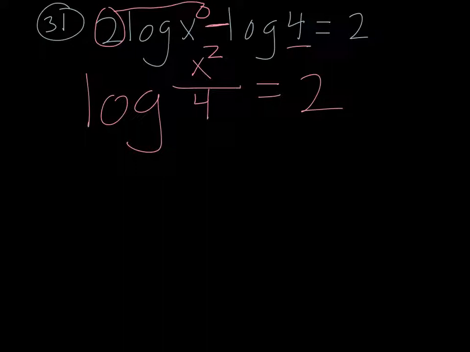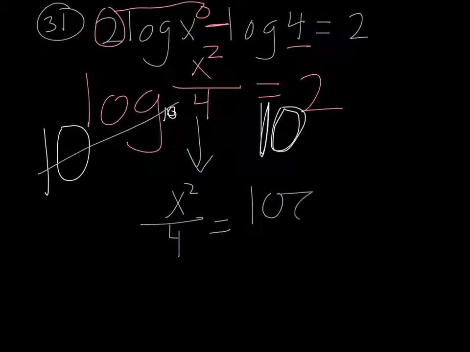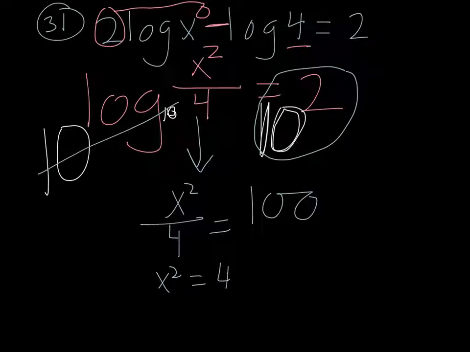And now I may solve. There's no base here. If there's no base, that means the base is always 10. Remember, the base is always 10 unless there is a base. It's a log base, so I want to do the opposite, the exponential base. Meaning these two bases will cancel each other out, leaving me with x squared over 4 is equal to 100. 10 squared is equal to 100. And you solve that. x squared is equal to 400.